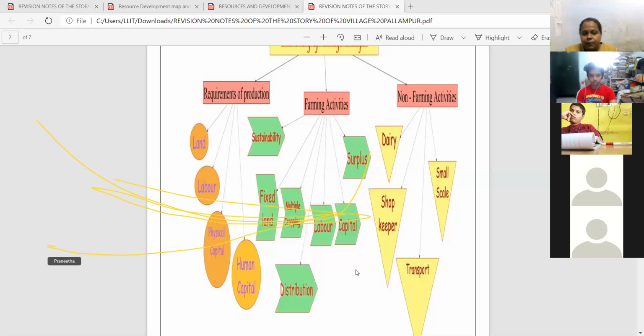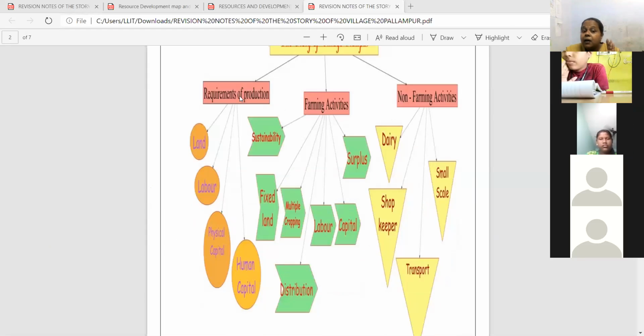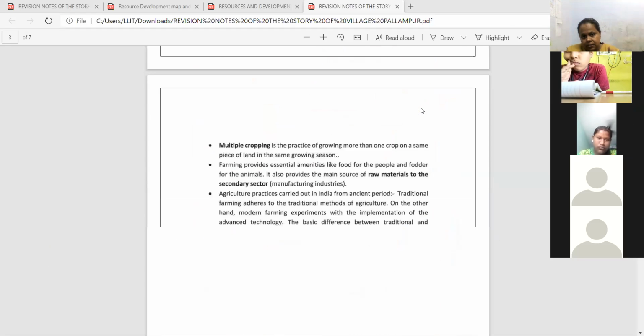Non-farming activities. Pranita, please don't scribble. Non-farming activities: dairy, shopkeeper, small scale, and transport. So these are all non-farming activities. Can you understand, my dears? So the village Pallampur lies in the requirements of production, farming activities, and non-farming activities.